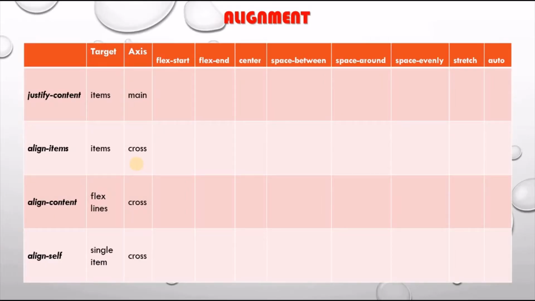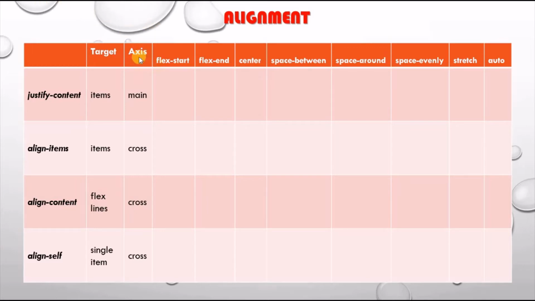Let's now have a quick look at a very important topic in Flexbox layout, and that is alignment. We have 4 properties that are used for alignment, and the first 3 here, that is justify content, align items, and align content, are properties of the container. And align self, the last one, is a property of an individual flex item, right? Target here is referring to what is being aligned. So like here, say justify content is aligning items.